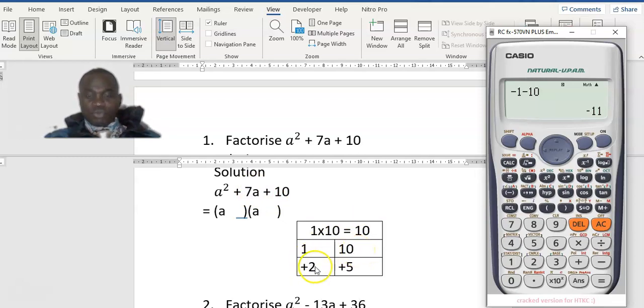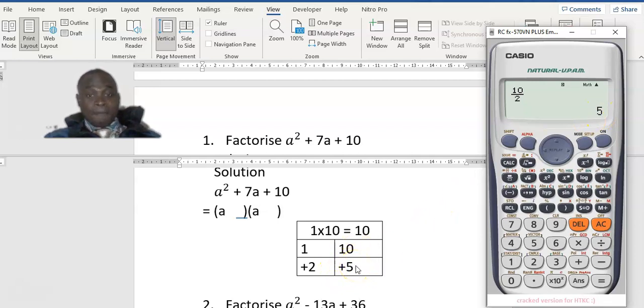We have our 2. Write your 2. So it starts 1, 2, 3, 4 like that. So 2 times what number will give you 10? How are you going to do it? We're going to say 10 divided by 2. It gives us 5. So you have your 5 here.